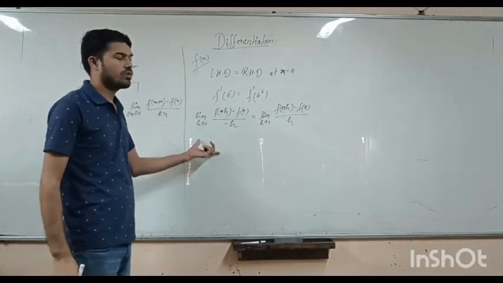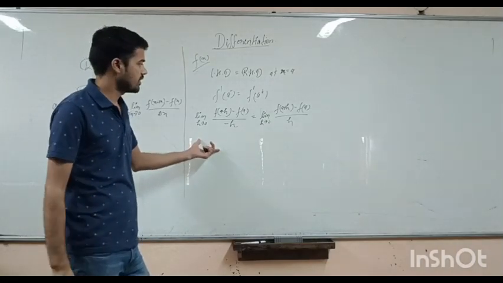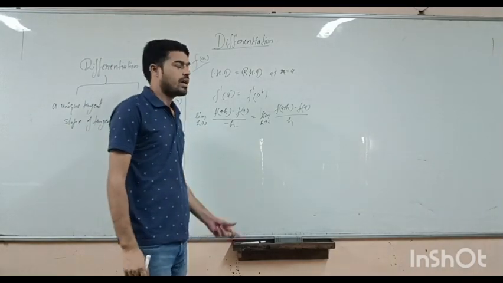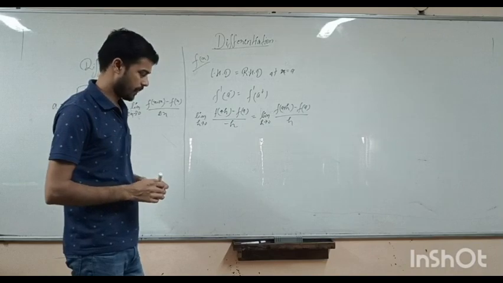So if you want to find whether any function is differentiable or not at any specific point, we just find the left hand derivative and the right hand derivative, and if they are equal then the function is differentiable at that point.